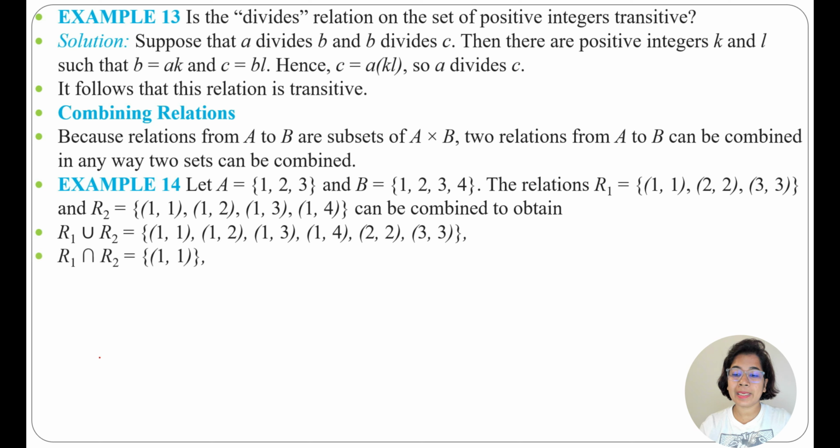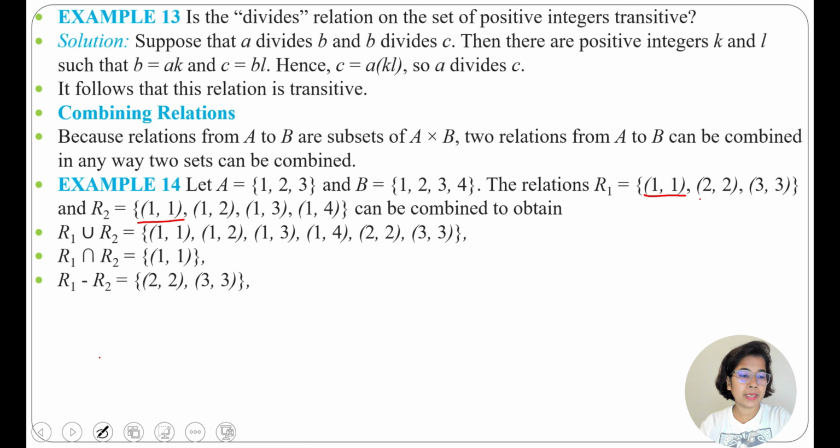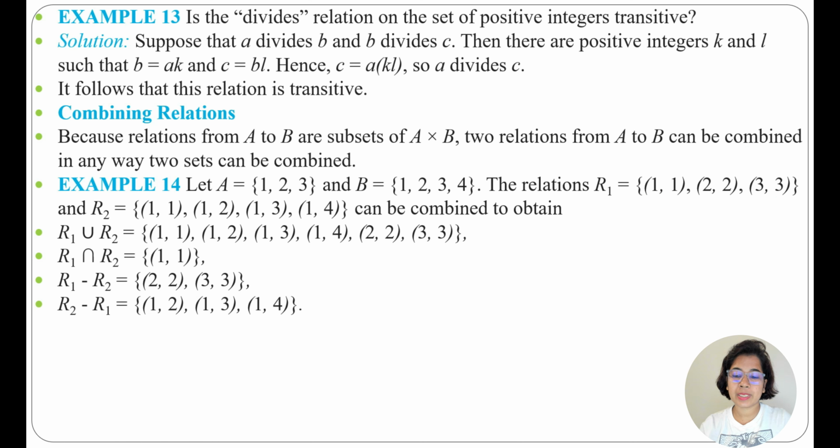Next is R1 intersection R2. What is common in both relations? (1,1). So R1 intersection R2 will contain just (1,1). Next, R1 minus R2. What is present in R1 but not in R2? It is (2,2) and (3,3). So R1 difference R2 contains (2,2) and (3,3). Next, R2 difference R1 will be (1,2), (1,3), (1,4), all ordered pairs except (1,1) as it is common. So we can combine relations in the same way we combine sets.